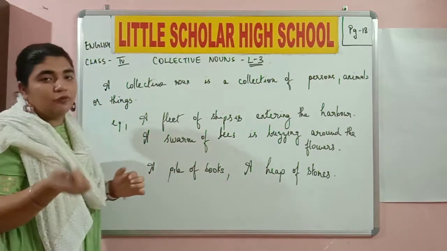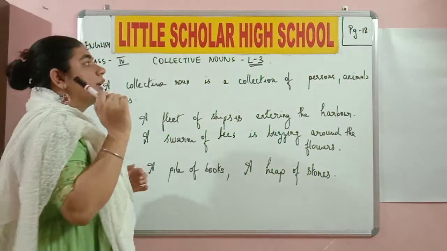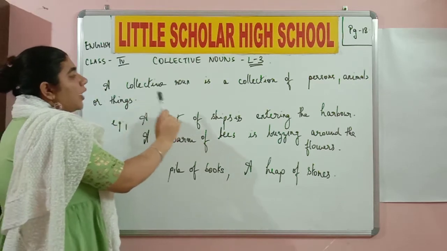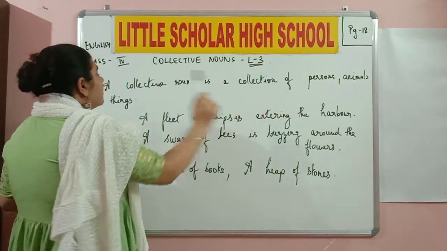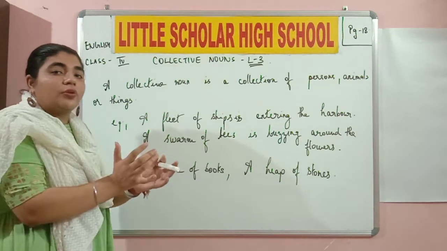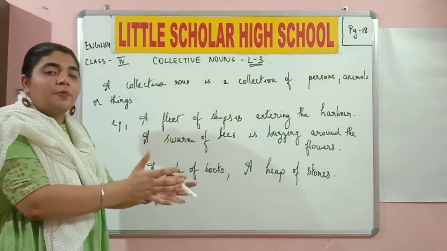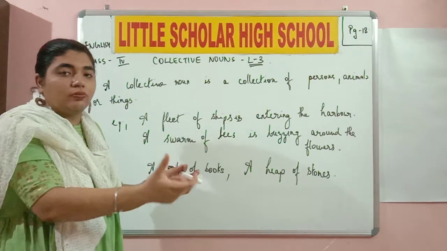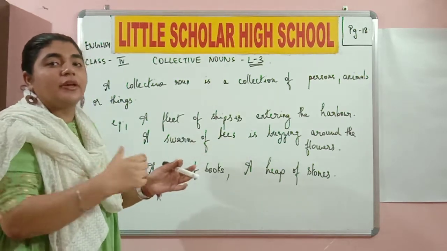So I'll repeat the definition for you again. Please listen to me very carefully this time. A collective noun is a collection of persons, animals, or things. This means all these persons, when they are brought together or they are at a position together, will be allotted or given a collective noun. Group of persons, like this.